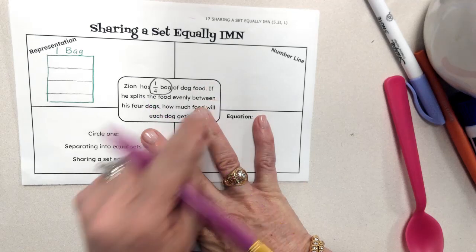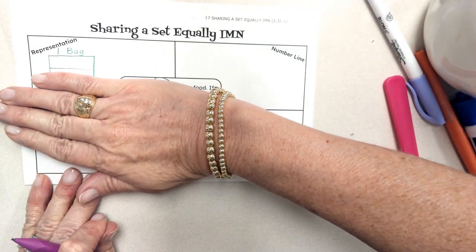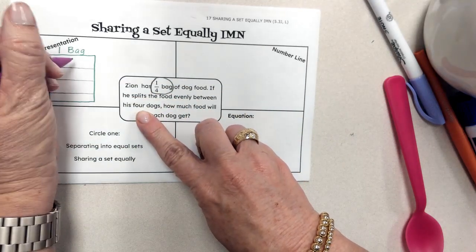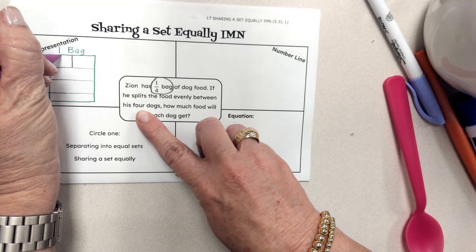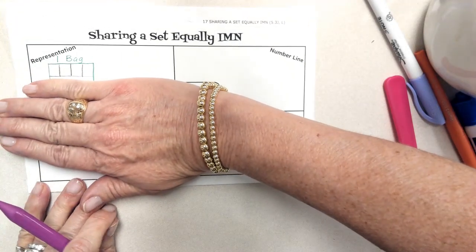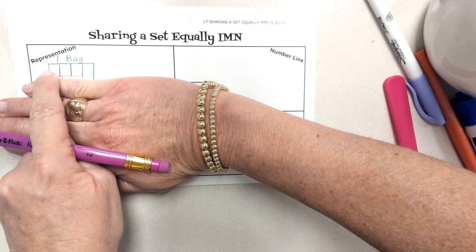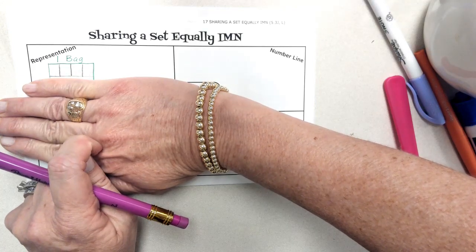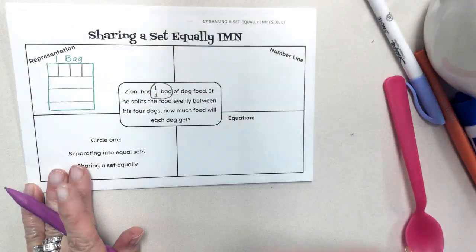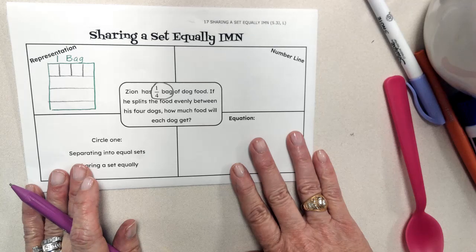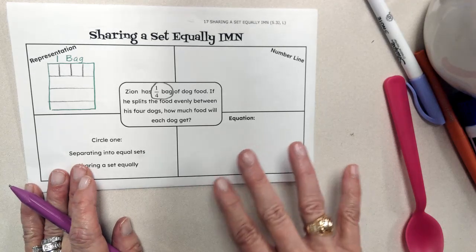I'm going to share the 1/4 that I have with 4 dogs. So I'm going to cut this in half and cut each one of those in half. This is what I should have. I have a 1/4 being cut into 4 equal pieces to share with the 4 dogs. But when I uncover, this does not look like a fraction. Fractions must have equal pieces.